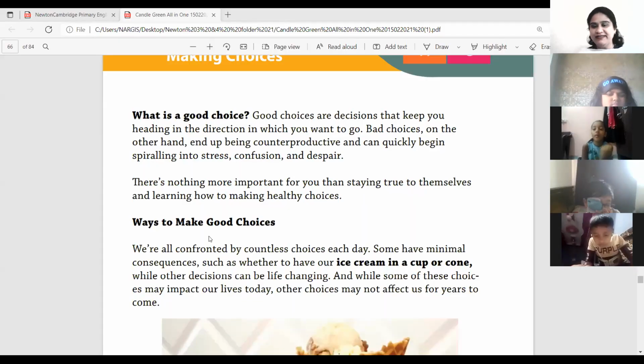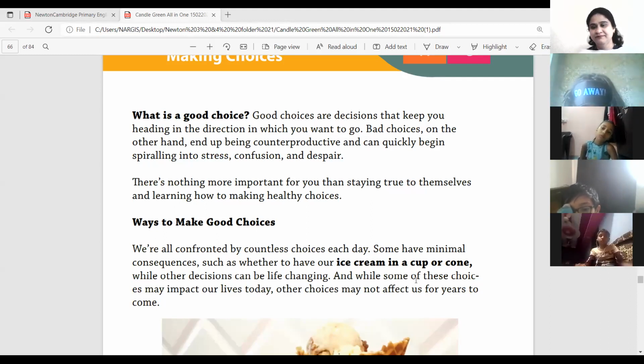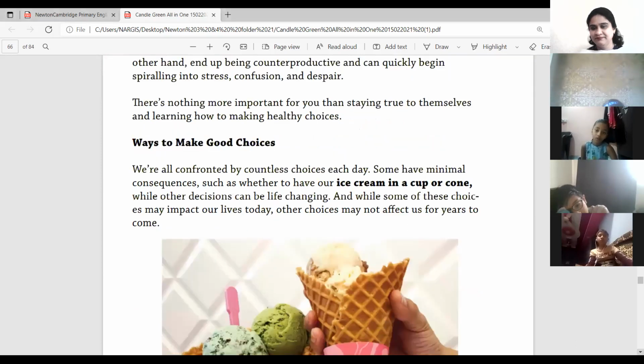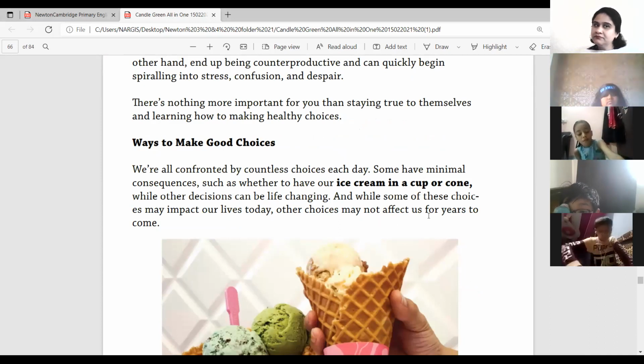Now the next part, Afan, can you read the next one? Ways to make good choices. We are all confronted by countless choices each day. Some have minimal consequences, such as whether to have our ice cream in a cup or cone, while other decisions can be life-changing. And while some of these choices may impact our life today, other choices may not affect us for years to come.